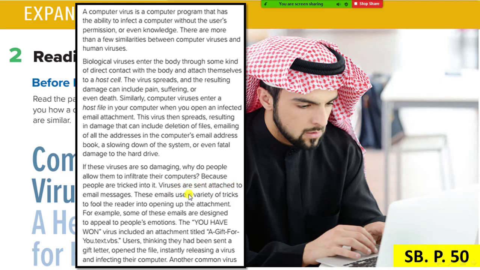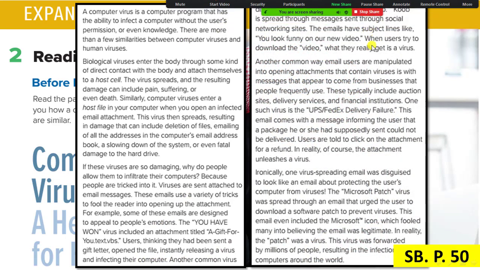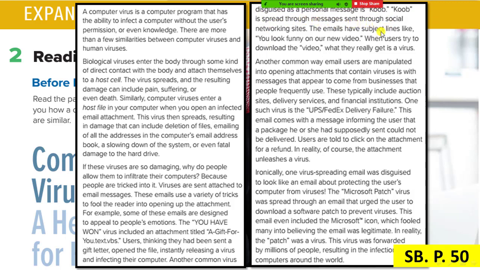Viruses are sent attached to email messages. These emails use a variety of tricks to fool the reader into opening up the attachment. For example, some of these emails are designed to appeal to people's emotions. The "You Have Won" virus included an attachment titled "A Gift for You.Text.VBS." Users, thinking they had been sent a gift letter, opened the file, instantly releasing a virus and infecting their computer. Another common virus disguised as a personal message is COOB. COOB is spread through messages sent through social networking sites. The emails have subject lines like, "You look funny on our new video." When users try to download the video, what they really get is a virus.